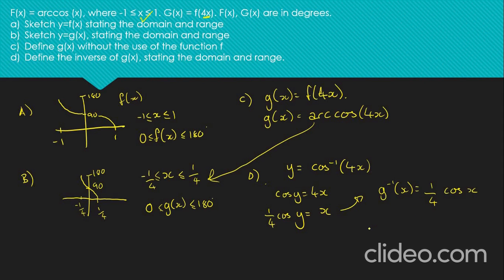Stating the domain and the range. Now, the domain and the range for this will be the opposite of that. The range of the original will be the domain of the inverse, so x will be from 0 to 180 degrees. And the range of g to the negative 1 will be from -1/4 to 1/4. All right, easy peasy, moving on.